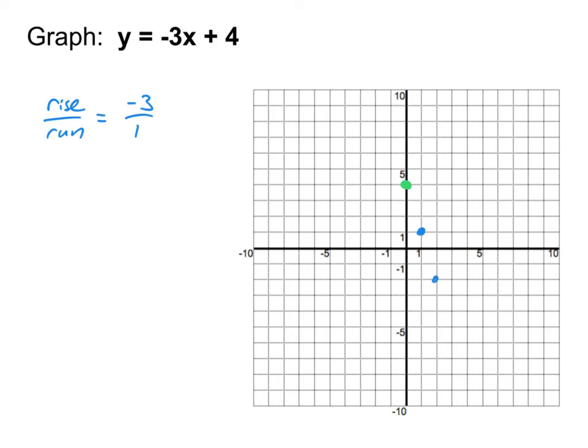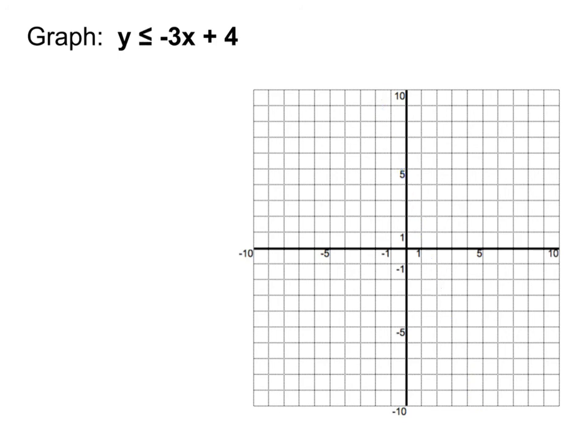And once I got that first point down, I'm just following the same pattern of right 1, down 3, or so on. Down 3, right 1, either way you want to do it. And then we can go ahead and draw our line through those. Now that's the equation version. Now let's go ahead and look at an inequality version of the same thing.